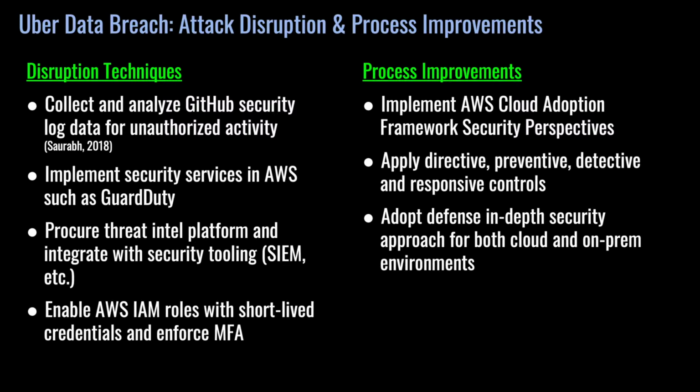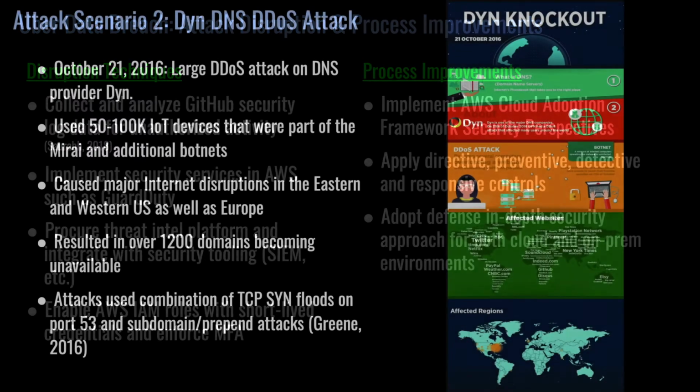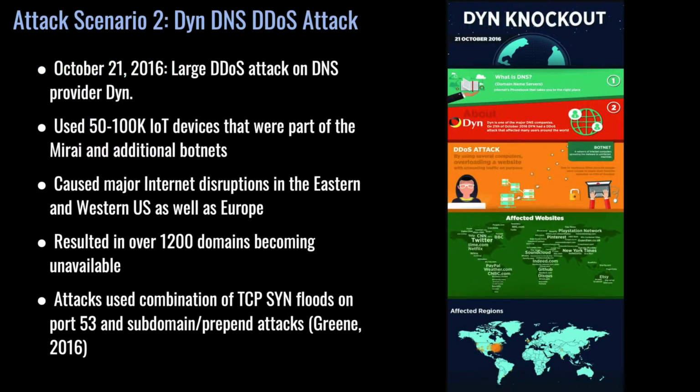Based on the post-mortem analysis of this incident, here are the key takeaways around attack disruption and process improvements. If the GitHub users' accounts were protected with MFA, or even if the security logs were being properly analyzed for brute force attempts, this attack probably could have been stopped. Looking at the bigger picture, the AWS Cloud Adoption Framework should be used to build better security processes and controls.